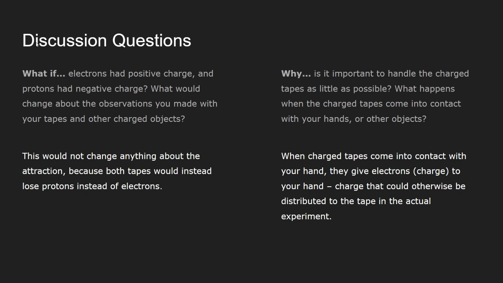Some final discussion questions. The first one: what if electrons had positive charge and protons had negative charge? I believe this wouldn't change anything about the repulsion that I see in this experiment, because regardless of their charge, both tapes are going to have the same charge, and same charge will always repel each other. So we would see the same thing out of the tapes repelling each other.